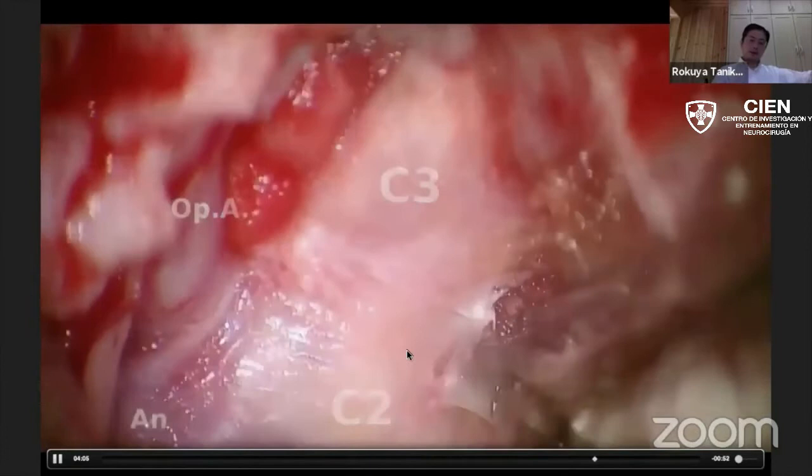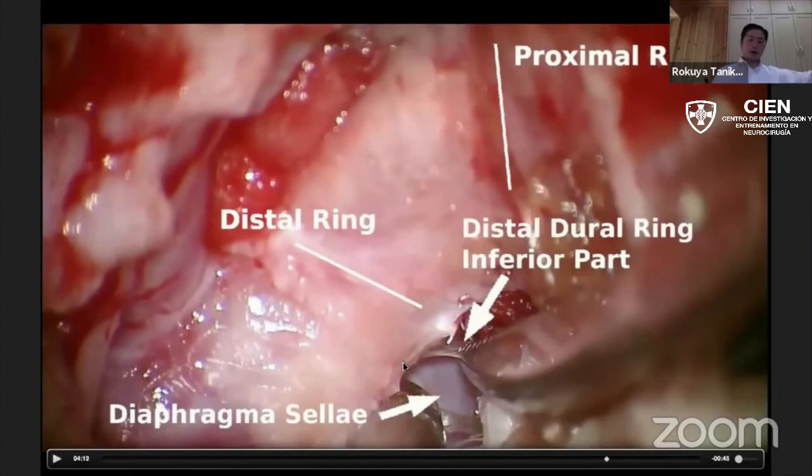Here, at this moment, you can understand that here is the distal dural ring, here is the proximal ring, here is the inferior part of the distal dural ring. This is the sagittal view, partially opening the cavernous sinus, and you can see this is the diaphragma sellae just under the supraclinoid carotid.